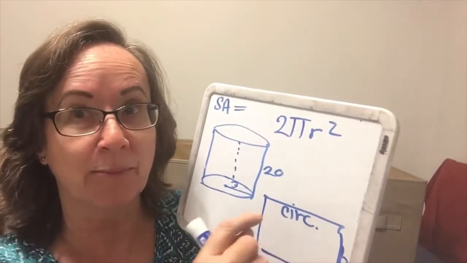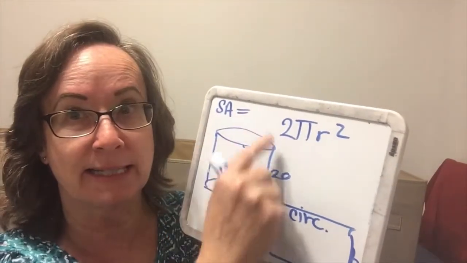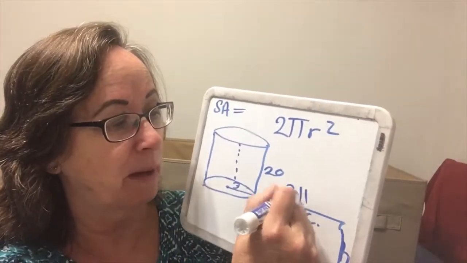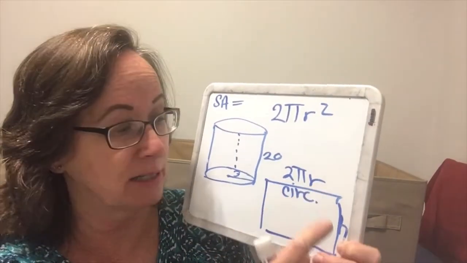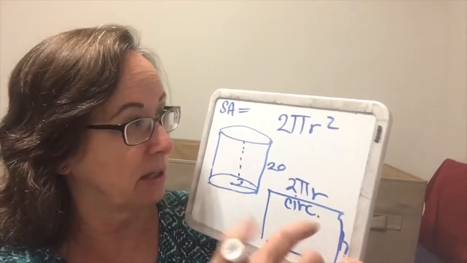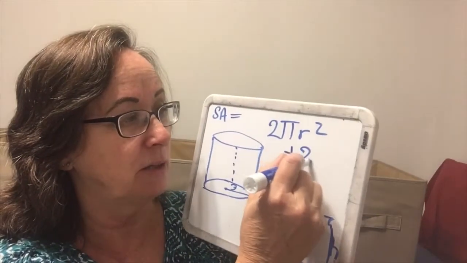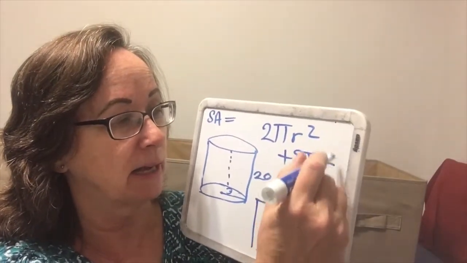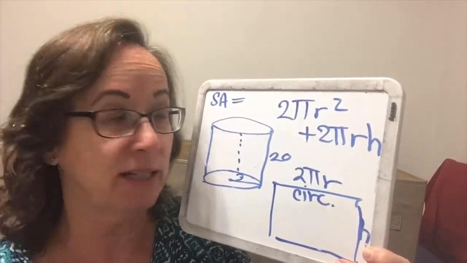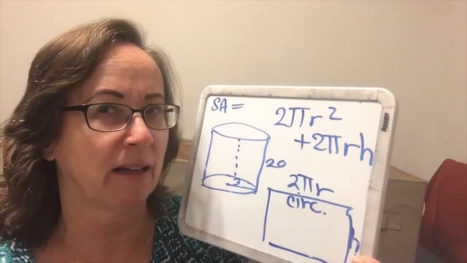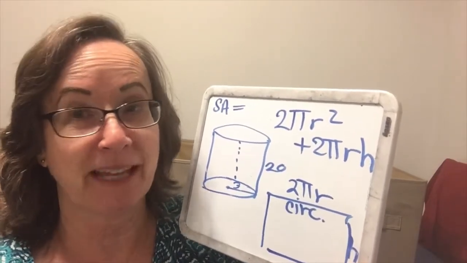Now remember, circumference of a circle, this distance around, is 2 pi r. So 2 pi r times h. So we're going to add plus 2 pi r times h. Now that's the formula for surface area of a right circular cylinder, but I don't ever think about the formula.